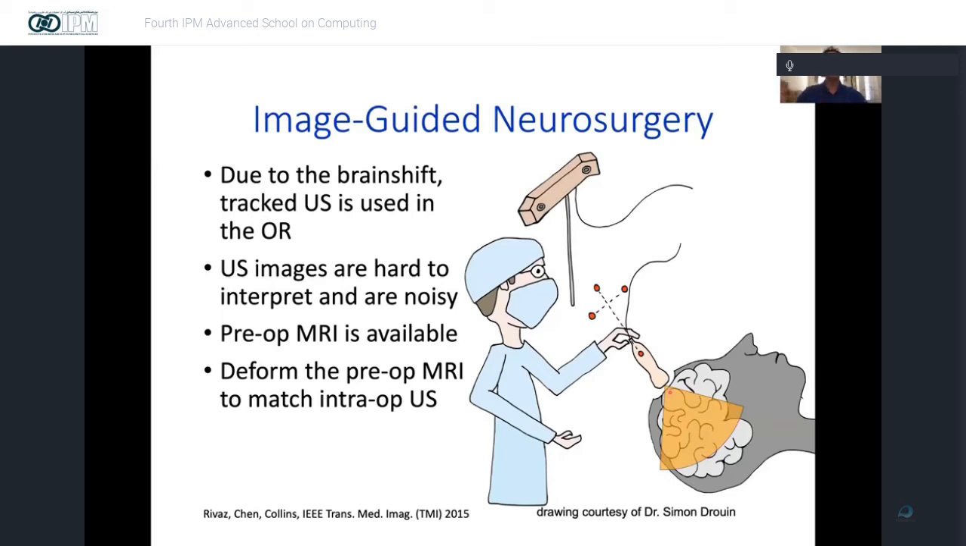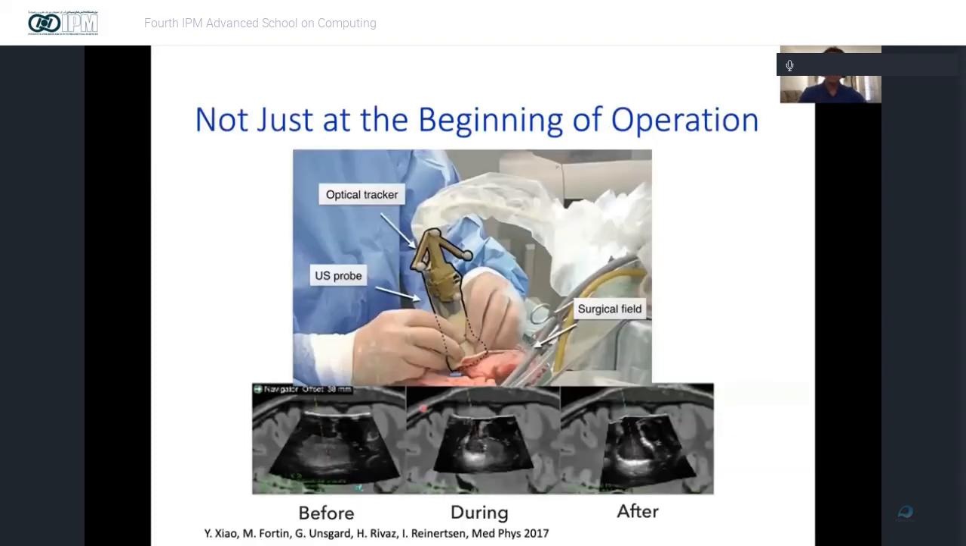And since ultrasound is real time and portable, it can be easily used in the OR. They simply roll an ultrasound machine into the operating room and start using it during surgery. The issue here is that ultrasound images are hard to interpret and they are noisy. But we have the preoperative MRI image. So our goal here is to deform the pre-op MRI to match the intraoperative ultrasound using the features in the ultrasound image.